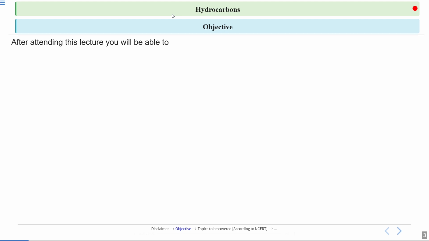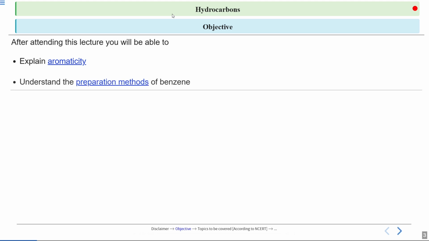Let us start by looking at what you will be able to do in this lecture. So our focus is on hydrocarbons, specifically the chemistry of benzene, I would say. So pay attention to the objective. The first one is to explain aromaticity. Aromaticity is a special property of some molecules like benzene, where electrons are shared in a way that makes the molecule extra stable. We will look at what makes a compound aromatic and why that is important in chemistry.